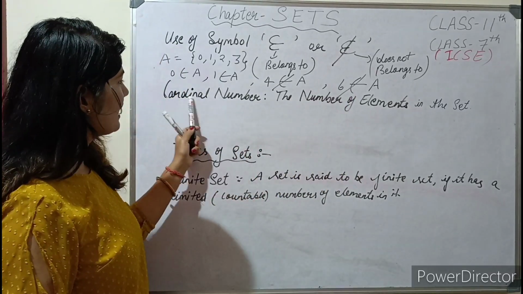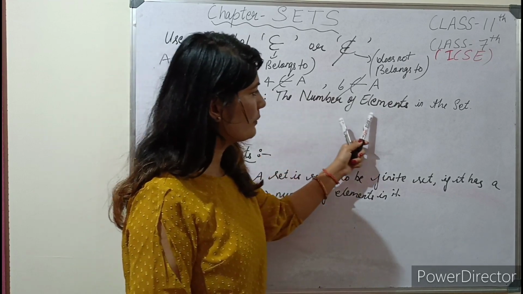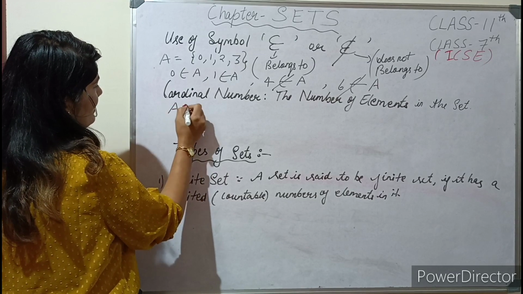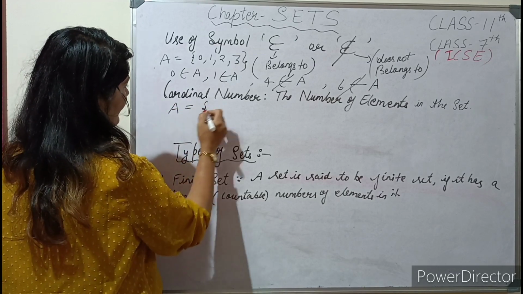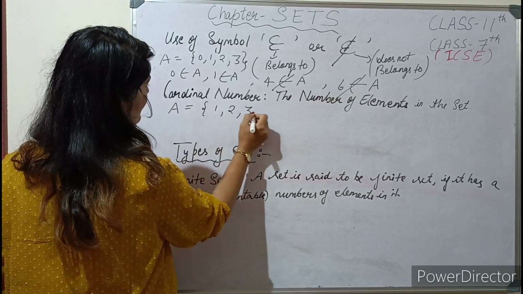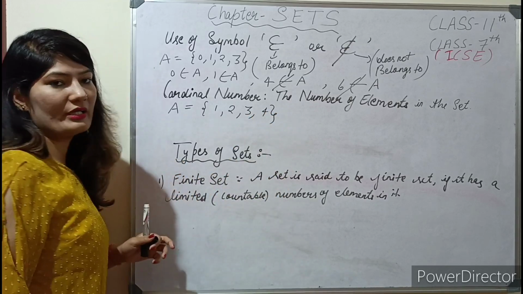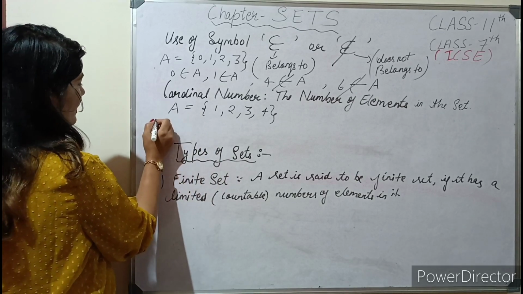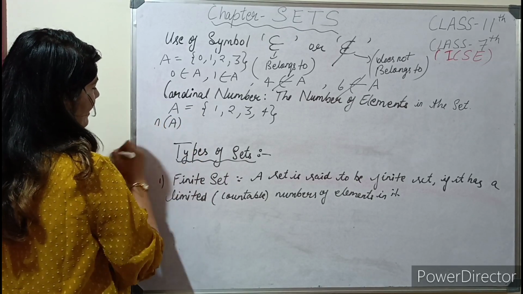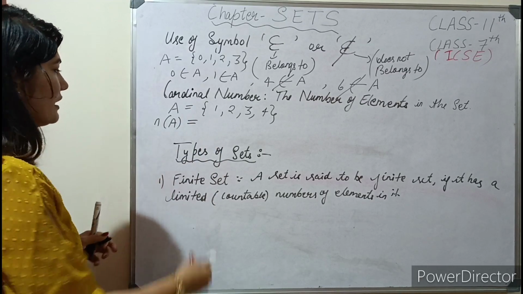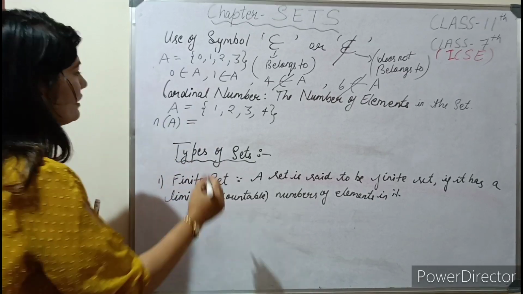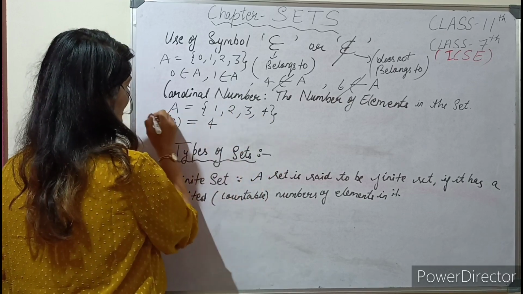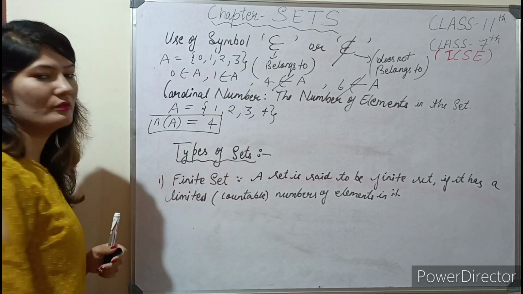The next topic is cardinal number. The number of elements in a set is known as the cardinal number. For example, if I take a set A and the elements are 1, 2, 3, 4. Now in this case, if you have to find the cardinal number for the set A, you will write small n and bracket A. Here the cardinal number for the set A will be, just count the numbers 1, 2, 3, 4. So the cardinal number for the set A will be 4.